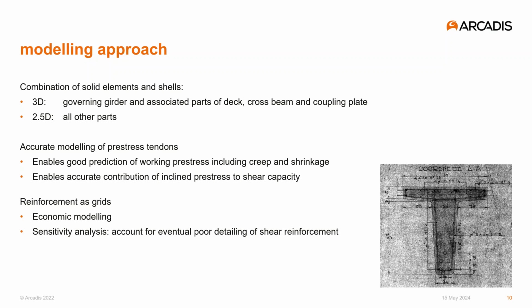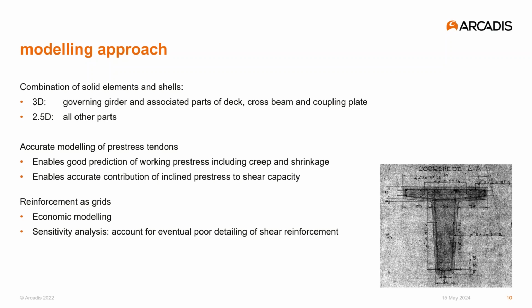Solid elements have another benefit. They naturally reduce the effective span to the clear distance between the primary crossbeams. Using solid elements for the full model would require too much computational power. So we decided to use shell elements for all other parts, but use solid elements for the governing girder and the associated parts of coupling plates, crossbeams, and cast-ins.